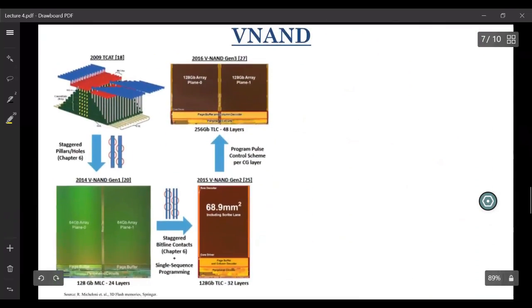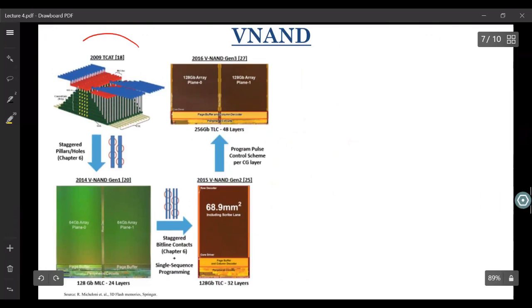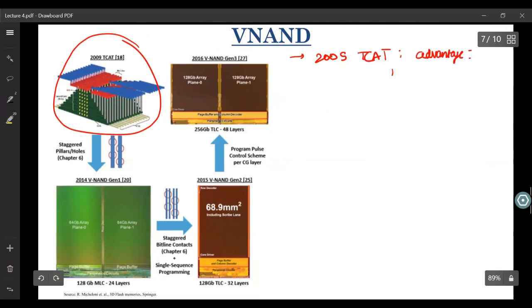So first let me write that here as well. This TCAT, Samsung came up with in 2009. TCAT advantage: we had this option of bulk erase, no GIDL. Then they improved upon this and introduced the concept of staggered pillars or holes.